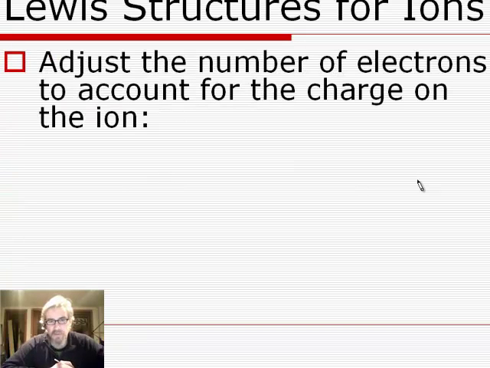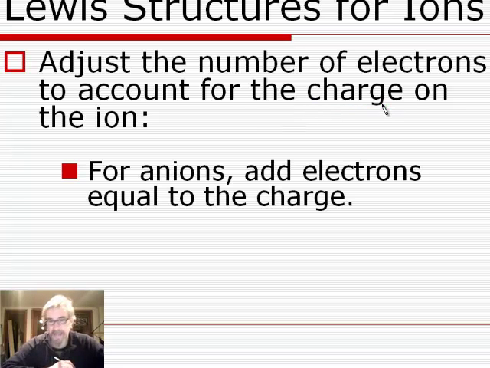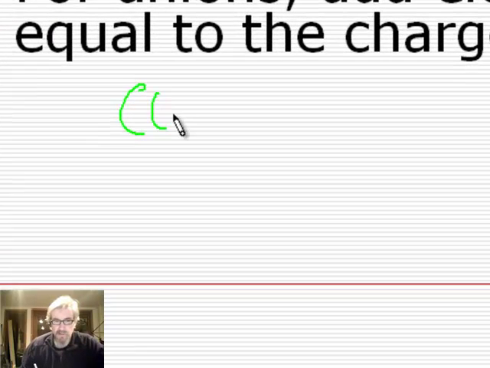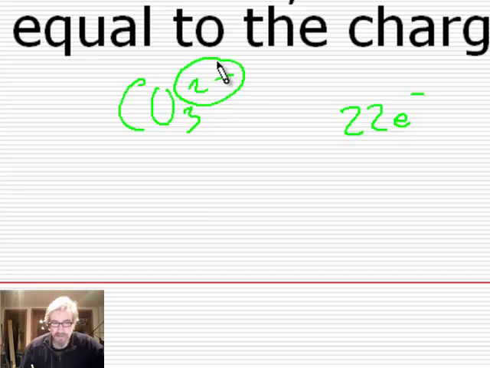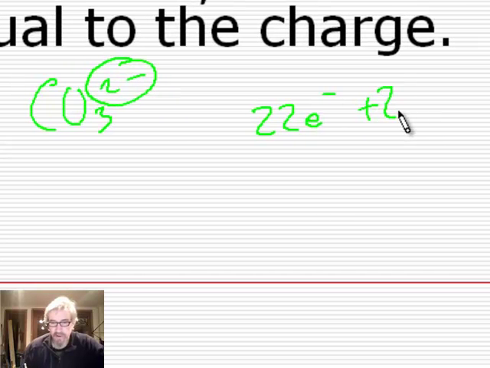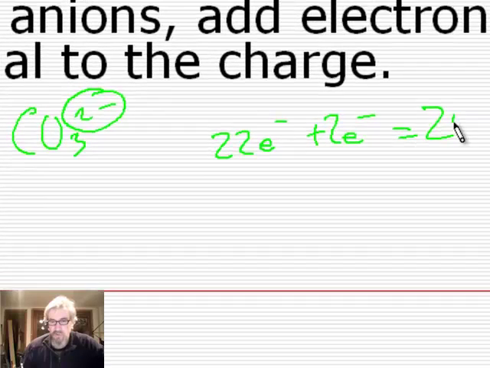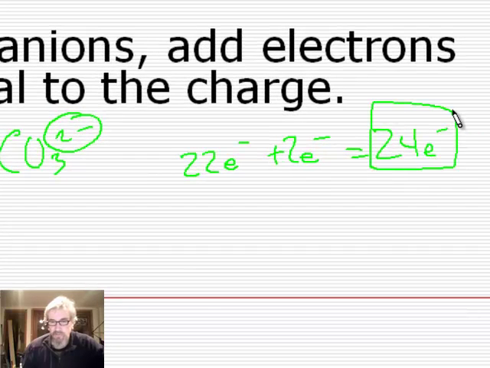Now here's where something's a little bit different for polyatomic ions. Remember, in anions there are extra electrons, in cations there are missing electrons. So we have to adjust the number of electrons to account for the charge on the ion. If I have an anion, I'm going to add electrons equal to the charge. So in that last one, CO3 2-, I had 22 electrons from my count from the 3 O's and the 1 C. But because this is negatively charged by 2, that means there are an extra 2 electrons. So really my structure needs to have 24 electrons in it.